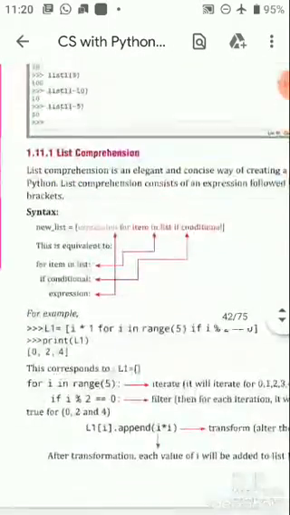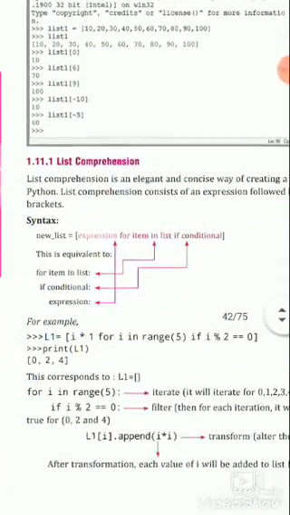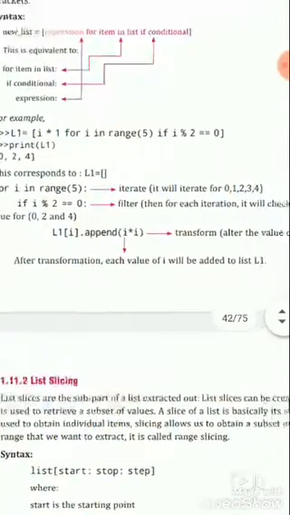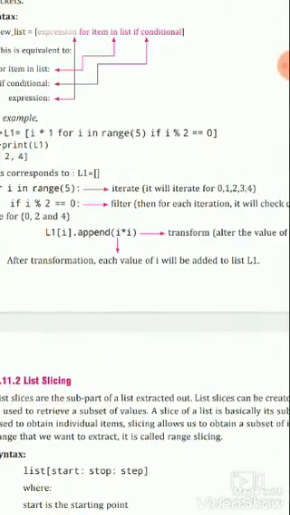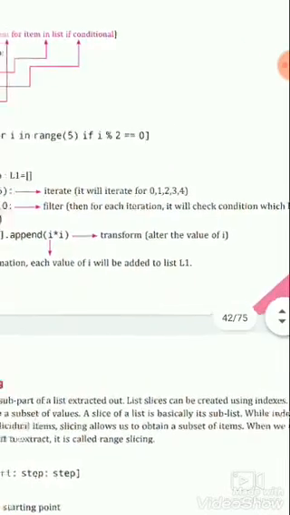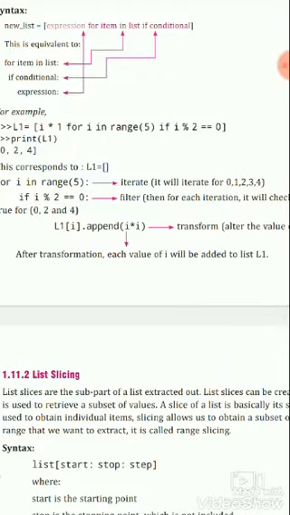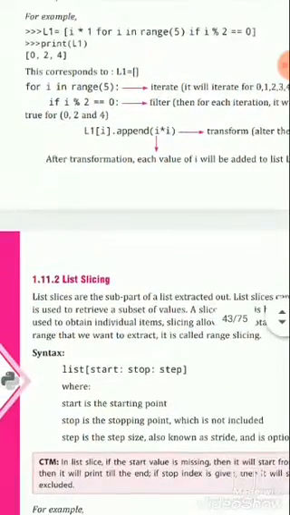Let's see and run some programs, these two, so we understand better how it works. Another thing given is L1.append(I) where the matrix transforms, altering the value of I, so that after transformation each value of I will be added to list L1. So we can add list values to a list also.